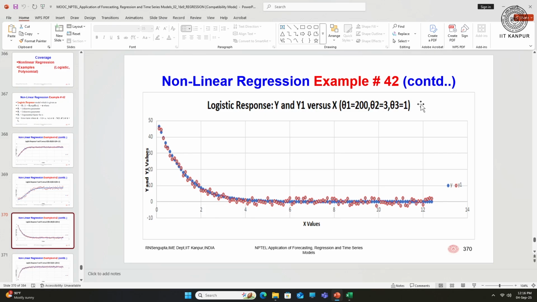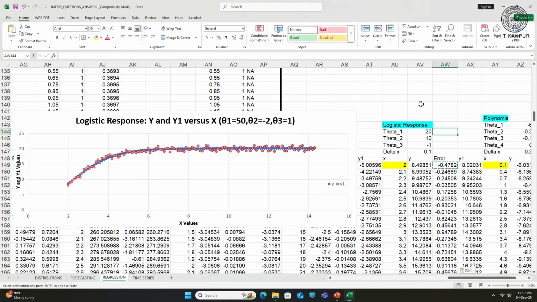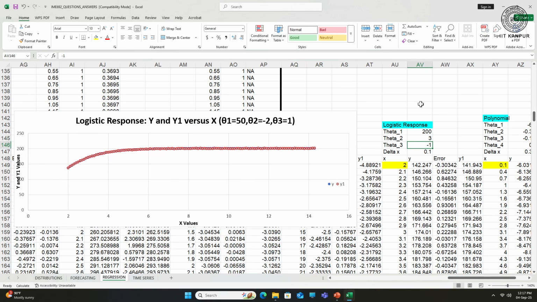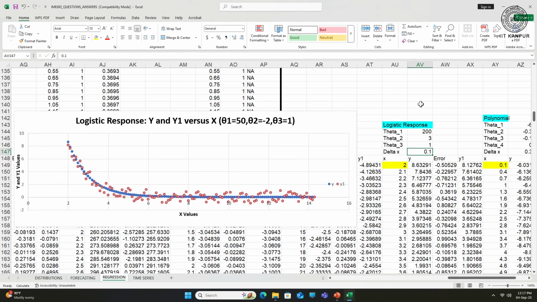So, in the case when theta 3 is 1, theta 1 is 200 and theta 2 is 3. Here theta 3 is 1, obviously asymptotically y will become 0 as shown in this PPT slide, and it will be reflected very soon in the Excel sheet. So, this is 200, theta 2 I am taking as 3, theta 3 as 1. So, it asymptotically becomes 0 as shown in the just simulated Excel sheet as well as in the PPT slide.